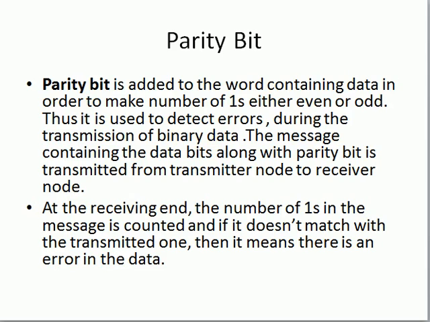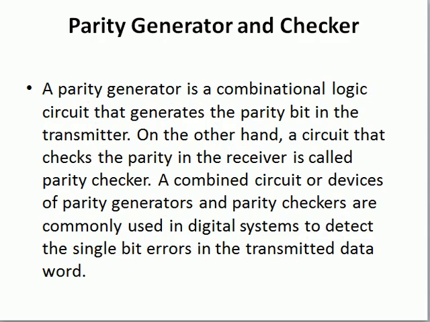When this data comes to the receiver node, the number of ones in the message is counted, and if it doesn't match the number of ones at the transmission end, then it means there is an error in the data, that some noise occurred, and because of that there is a loss of data. So, parity bit, parity generator and parity checker.